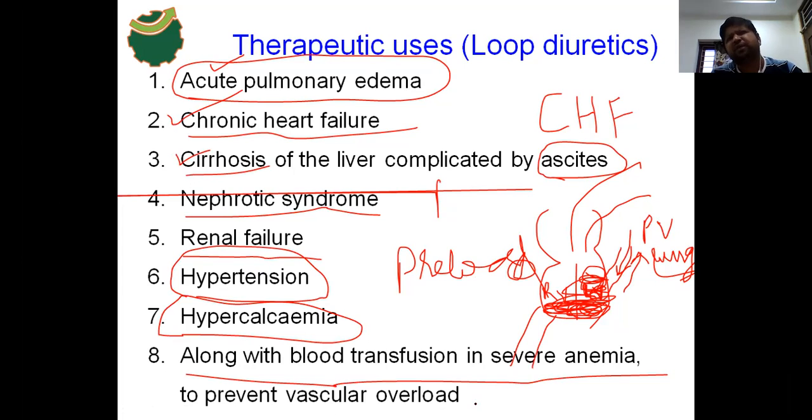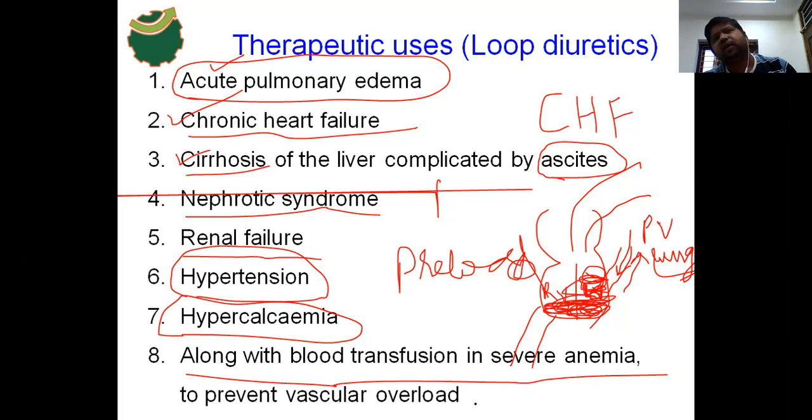Sometimes in a severely anemic patient, blood transfusion will be done in order to bring back the blood volume to normal, or the hemoglobin to normal. But during transfusion, if the blood volume suddenly rises, because these individuals require frequent transfusion, so blood will be transfused in many bottles, several times. And if there is a sudden increase in blood volume, that increased blood volume has to be brought to normal.